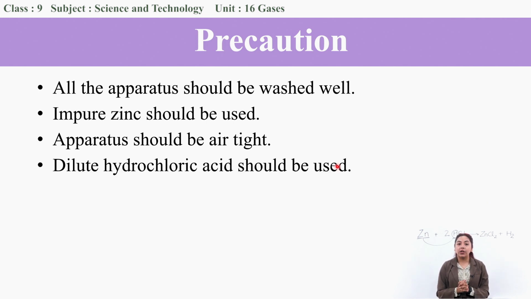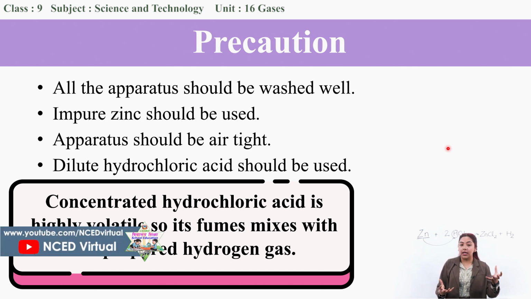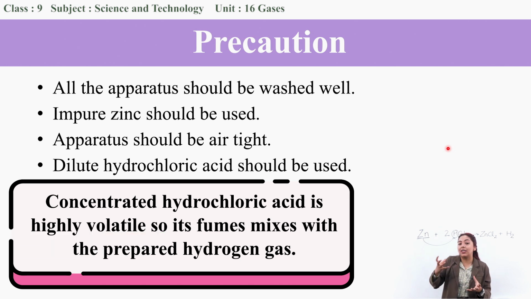Now the fourth precaution that we should use is dilute hydrochloric acid. Why is dilute hydrochloric acid needed? Because if we use concentrated hydrochloric acid, it is highly volatile. So the fumes of the acid will get mixed with the hydrogen gas that we prepared, and the prepared hydrogen gas will be impure. That's why dilute hydrochloric acid should be used, but not concentrated hydrochloric acid.